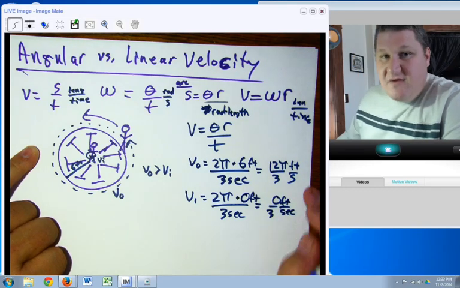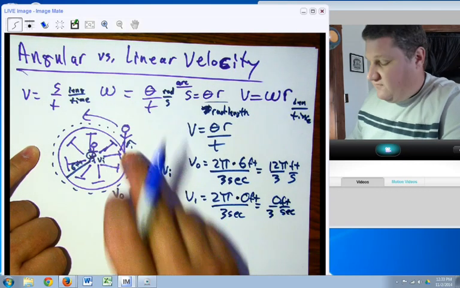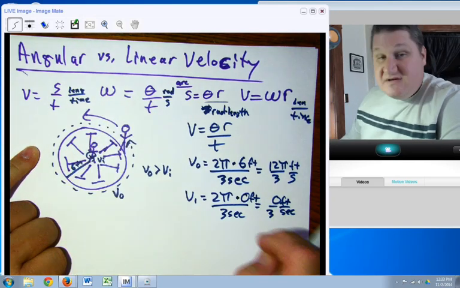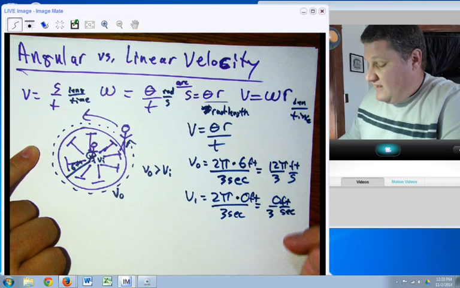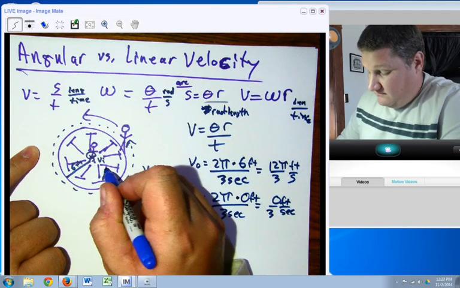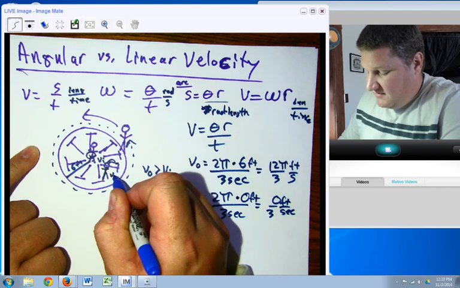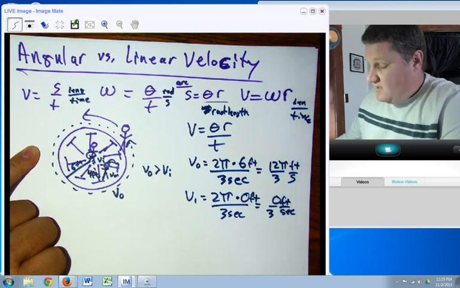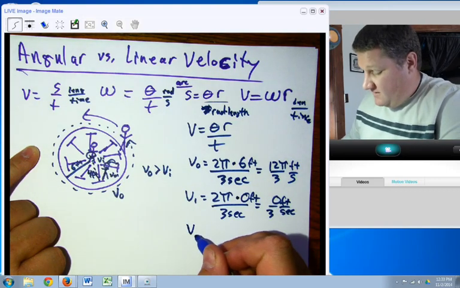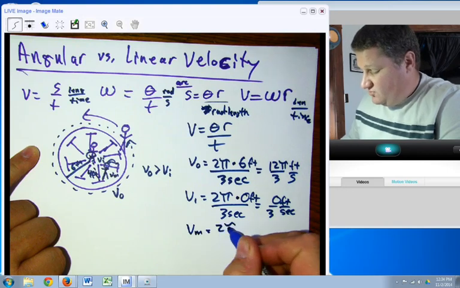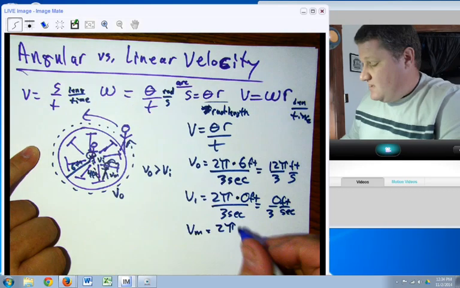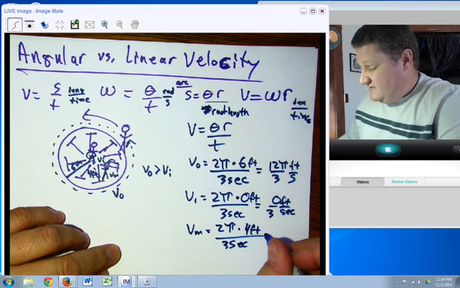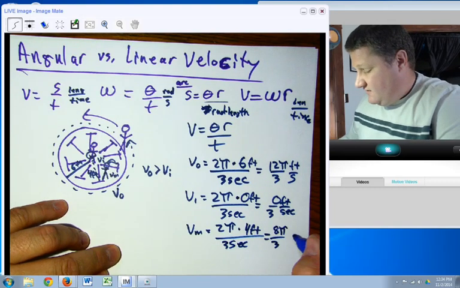And so it's very clear numerically that the person that is farther away from the center is going faster in terms of how many feet they're covering per time than the person in the middle, because the person in the middle hasn't moved. Now, let's add another person here. We'll make them a girl, and it'll be velocity in the middle. Now, this person is standing 4 feet from the center. So in that case, if we want the velocity of the middle person, we would take 2 pi, because we're going around just the once, times 4 feet, and it's still going to take 3 seconds. In which case, you come up with 8 pi over 3 feet per second.